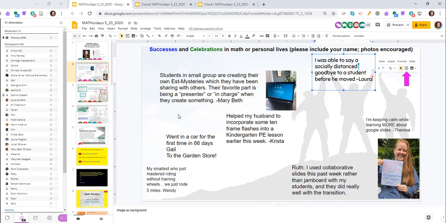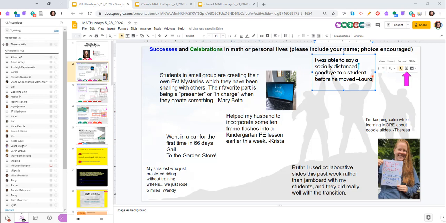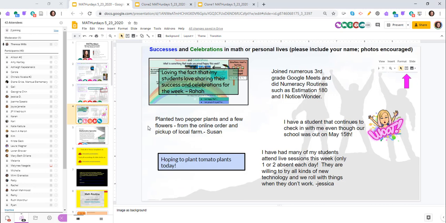And Laura, can you tell us a little bit about staying socially distanced while saying goodbye to some students? Yeah, I have a student who moved away, and I was really upset about that, but I was able to coordinate with his family to go say a socially distanced farewell from the curb. So that to me was really a special moment for me this week. Oh, that's so wonderful. Isn't being a teacher just powerful?